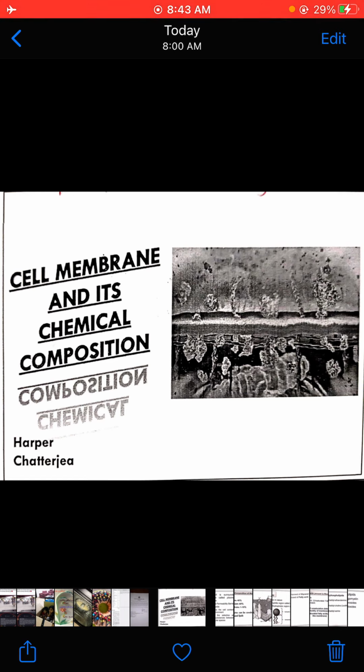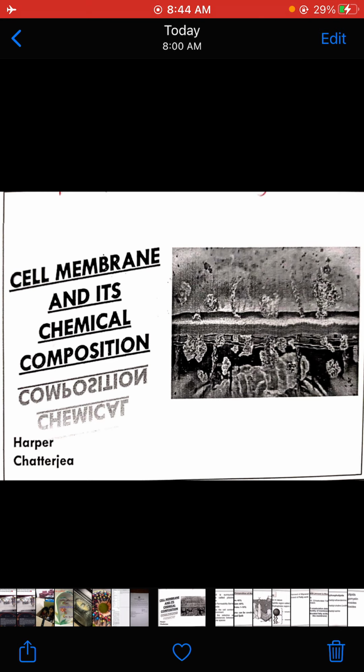we are going to move towards a very important component of the cell, which is the biological membrane. We are going to discuss the structure and the function of the biological membrane.